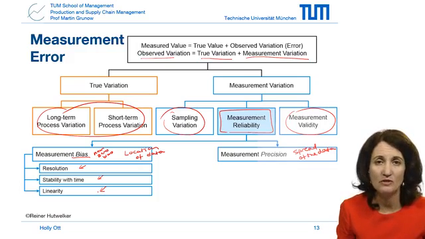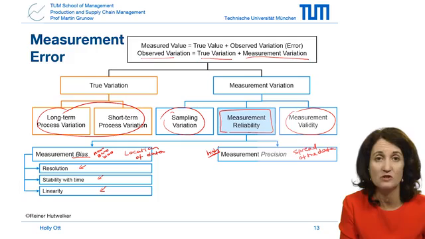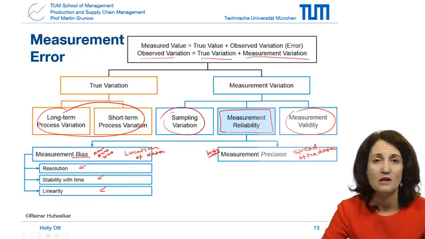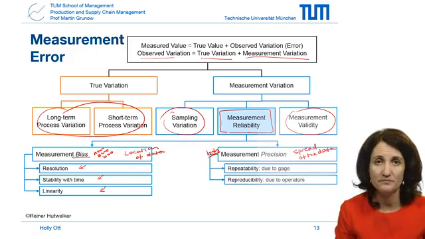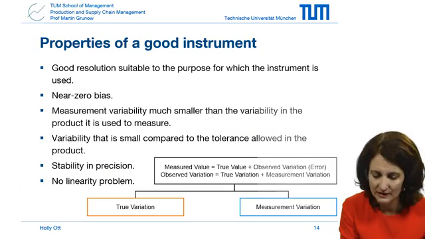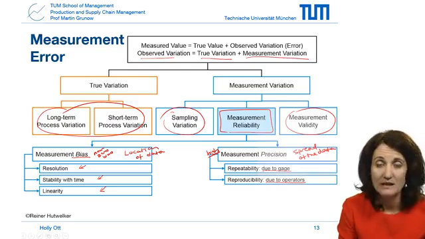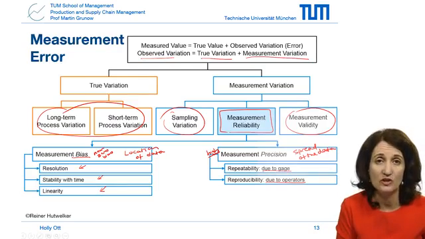They should also have high precision. So a good measurement system should have high precision. And this is generally measured, as we said, by repeatability and reproducibility, where repeatability is due to the equipment, due to the gauge, and reproducibility is any variation due to the operators.